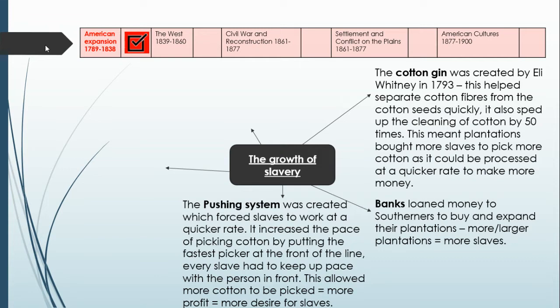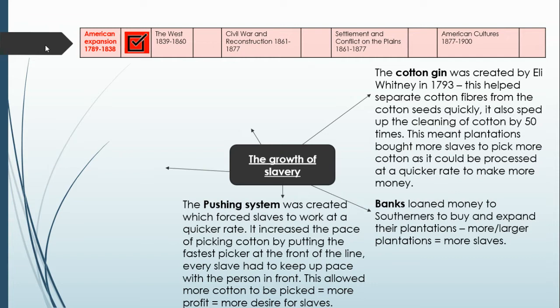We then have something called the pushing system. This was very immoral, so very wrong, but it was a system which was created to force slaves to work at a quicker rate. So it increases the pace of picking cotton by putting the fastest picker at the front of the line. Every slave behind that picker has to keep up with the person in front of them. So the idea is that the slaves are regulating the pace of picking themselves, but by putting the fittest and the strongest picker at the front, it means that everybody else has to keep up. If they didn't, there would be punishments such as whipping. So everybody feels a need to keep up with that person in front of them.